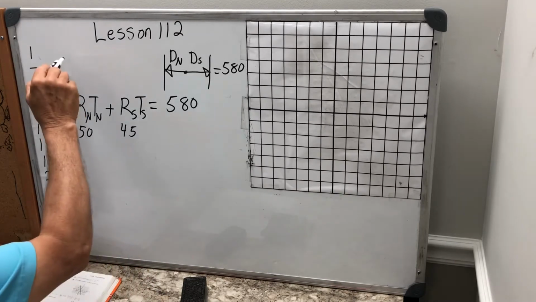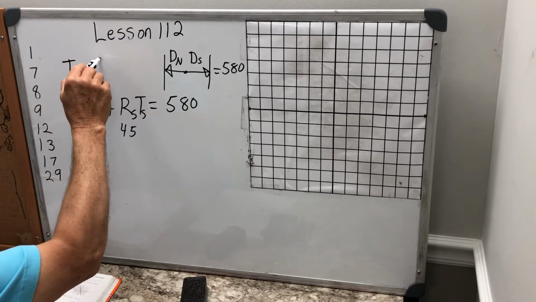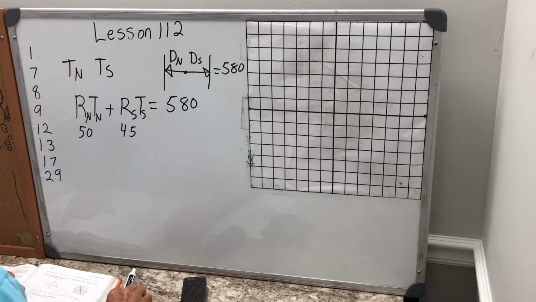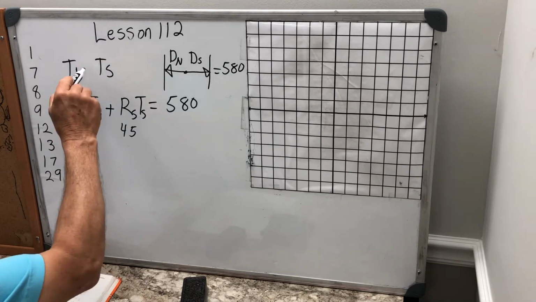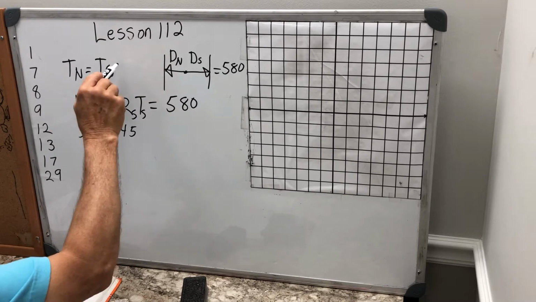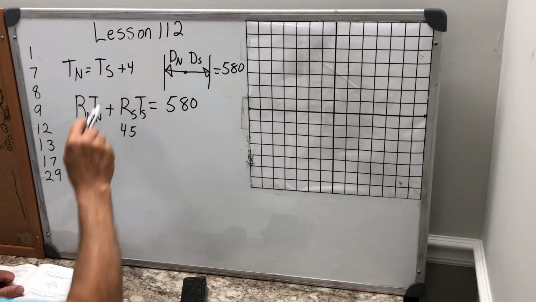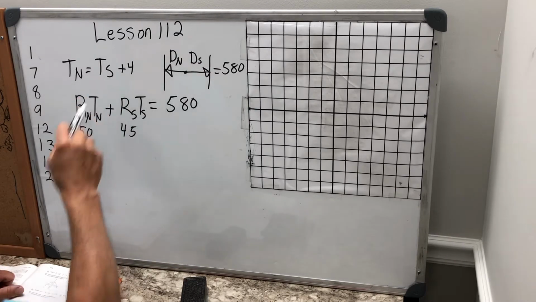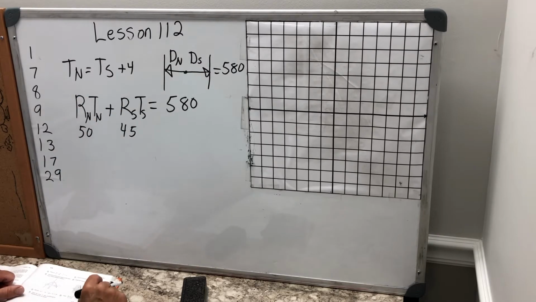Need one more. We need something with the time. So I'll just simply put those up here. Time of north and time of south. What do we have? Northbound had been on the road for 4 hours before the southbound. So southbound had been on the road 4 hours less, so we have to add 4 to south to make them equal. Reread that. The northbound had been on the road for 4 hours before the southbound left, so we add 4 to make the southbound catch up with him on time.